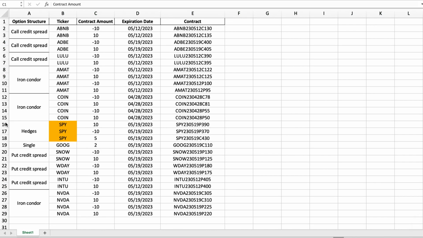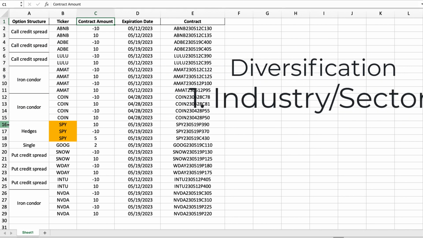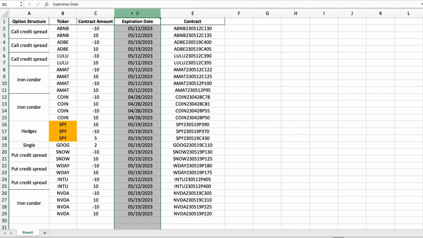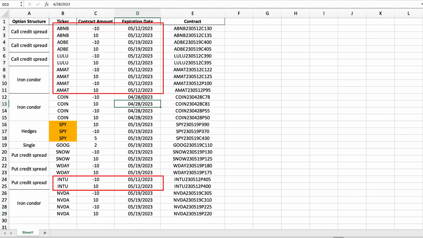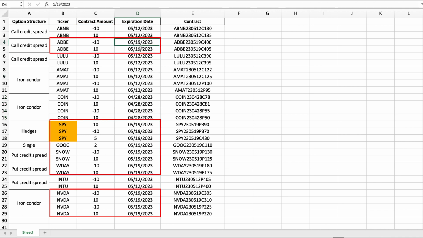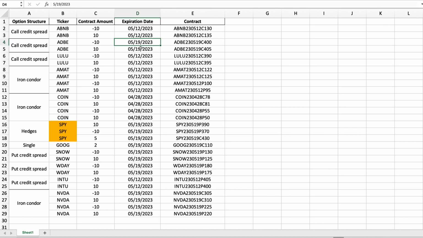What we want to try to do when we're structuring our portfolio, especially with options, is we have two ways to diversify. One, we can diversify across industries and sectors. And two, because time is such an important component of option pricing, we can diversify our option portfolio through our expiration dates. So we like to stagger expiration dates. You can see here in this portfolio, we've got the April 28th expirations on Coin. We've got several with the May 12th expirations, and then several with the big May 19th. That's a big monthly expiration date for the month of May. So we're kind of staggered here.